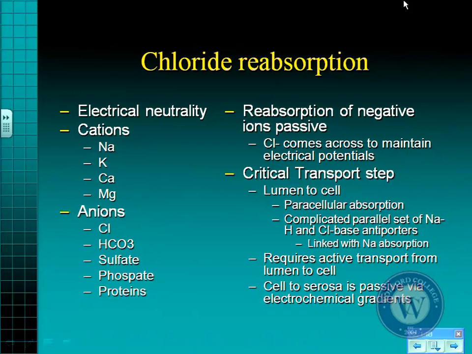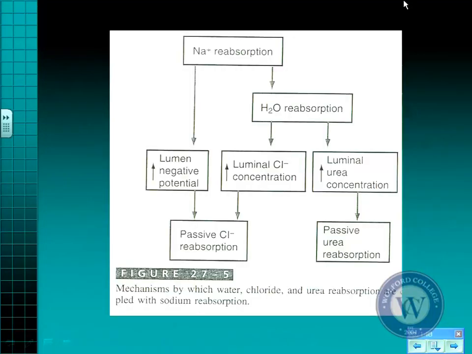Okay? Cell to serosa is passive via electrochemical gradients, which we'll show you in a minute. So when you look at sodium reabsorption, when it's being pulled back in, you're creating a gradient by causing the cytoplasmic concentration of sodium in a proximal tubule to be very low. As a consequence, it pulls the sodium into the cell from the urine. Okay, with it, it will pull water first.